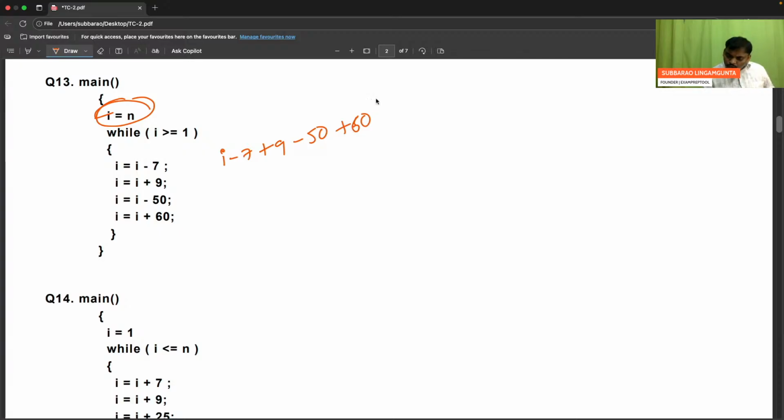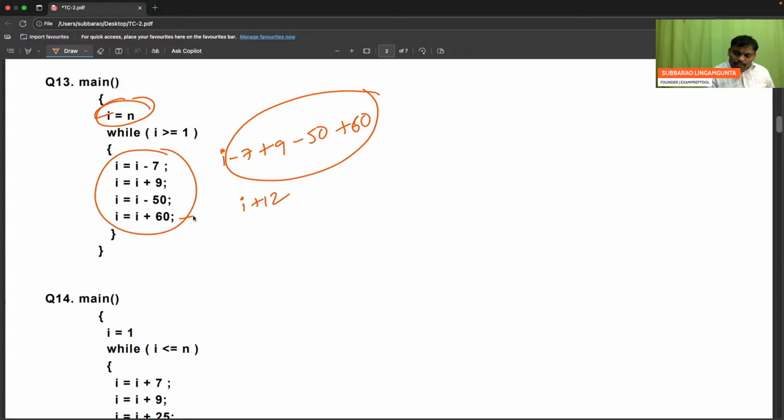Can you see overall how much? What is the overall value? Check. Minus 7 plus 9 minus 50 plus 60. Minus 50 plus 60, 10. 10 plus 9, 19. 19 minus 7, which is going to be 12. So overall it became I is equal to I plus 12.